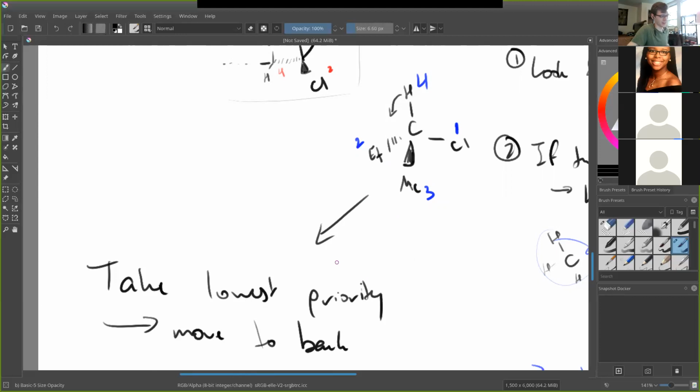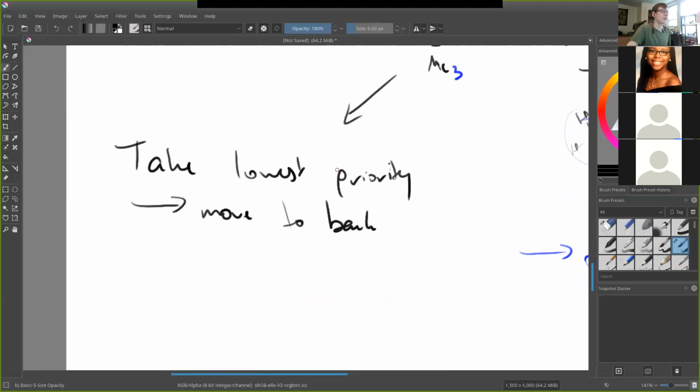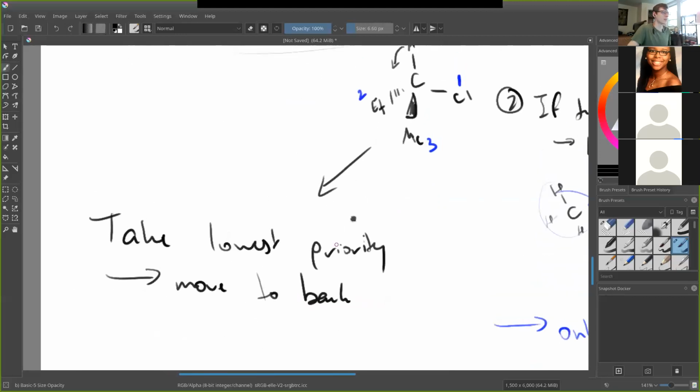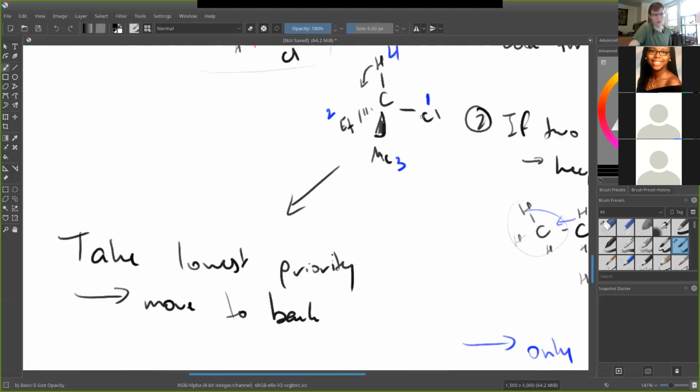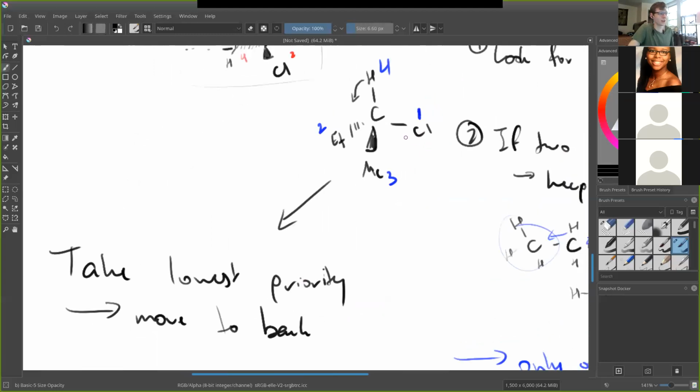Let me draw out exactly what that looks like. So we take this structure that's up here, we move the hydrogen to the back. This chlorine, by the way, is going to stay where it is. You could think about it as rotating around this chlorine bond, kind of like twisting it like that.